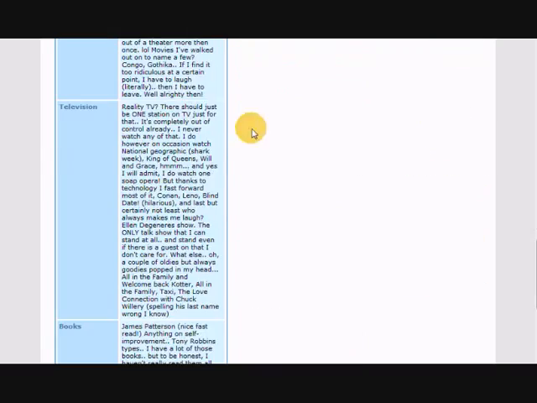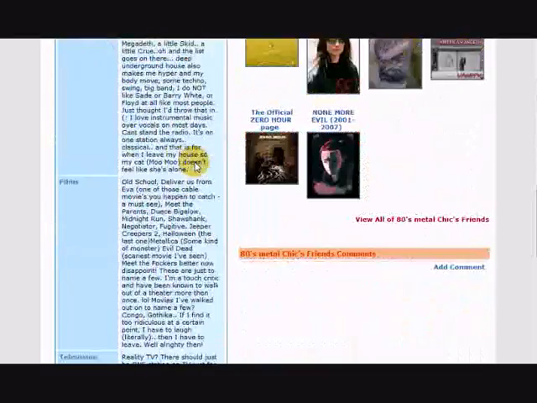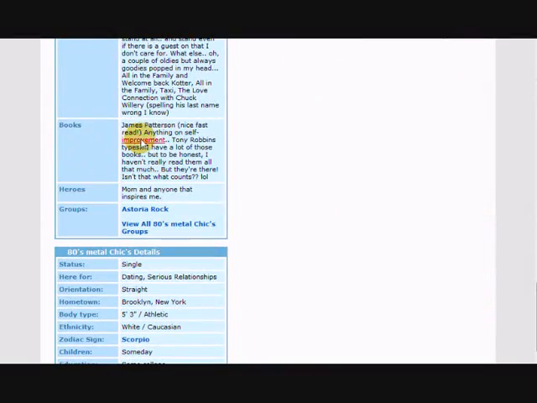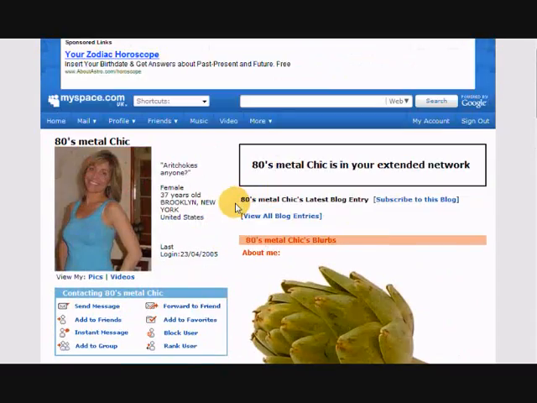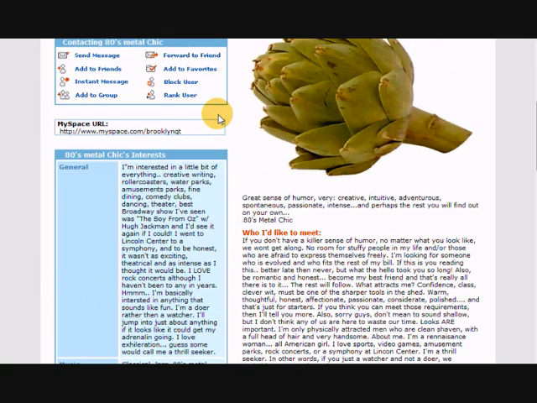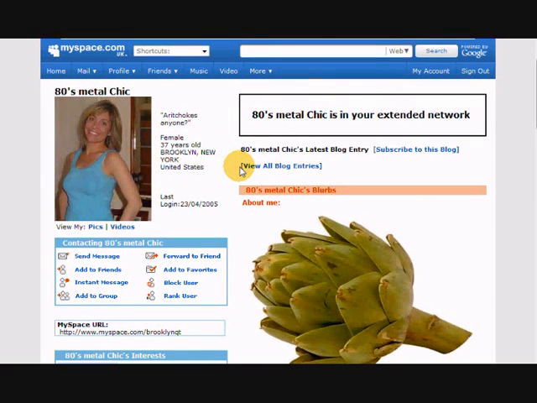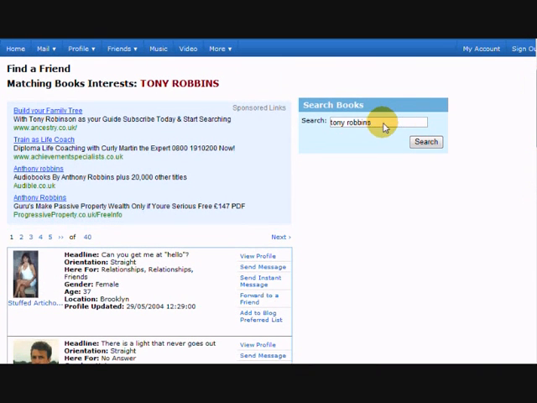But let's look at her books. Anything on self-improvement, Tony Robbins types. I have a lot of those books. So this is what I'm talking about. This is exactly who we want to target. So we would add her to a friends list, and then she would obviously look at our profile and check out what we're about, and ultimately click on our website link and have a look at our home business opportunity or whatever we're promoting.